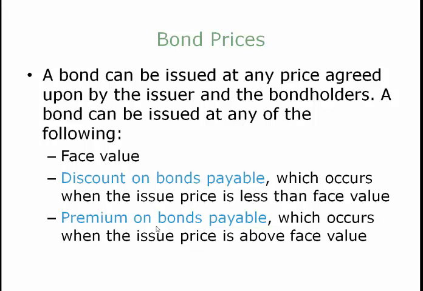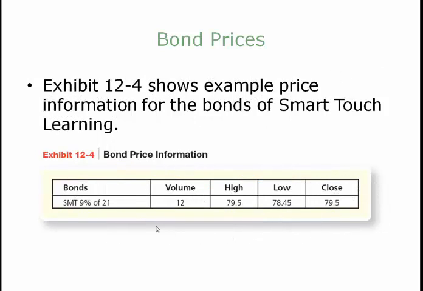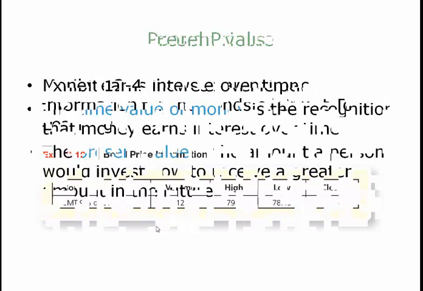And if they issue them at a premium, it's going to be 105, let's say. And so it's going to be 1.05 times 100,000, and it's going to be $105,000. So let's use this last one as an example. If you issued bonds at a premium, you're going to debit cash for $105,000. You're going to credit bonds payable for $100,000, and you're going to credit an account called Premium on Bonds Payable for $5,000. And this is just an example of what their bond price information would look like.